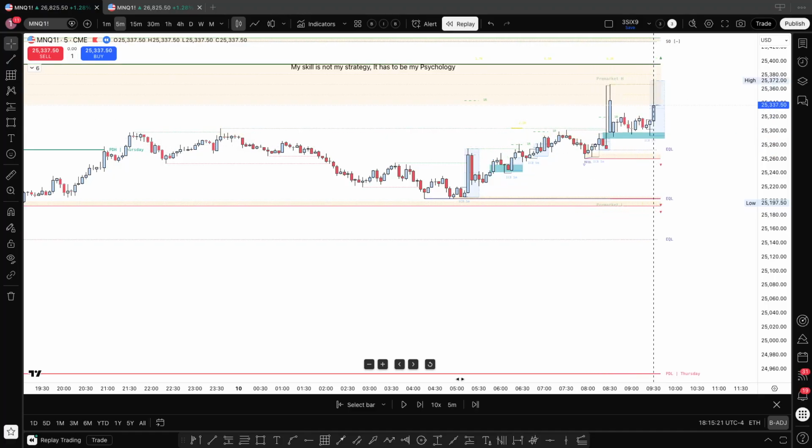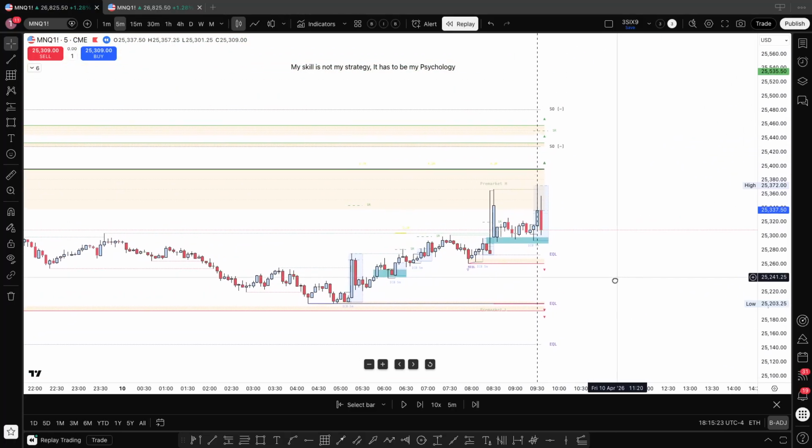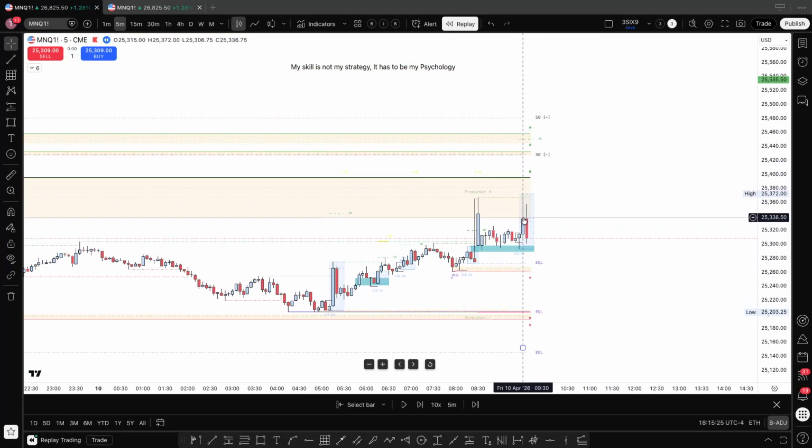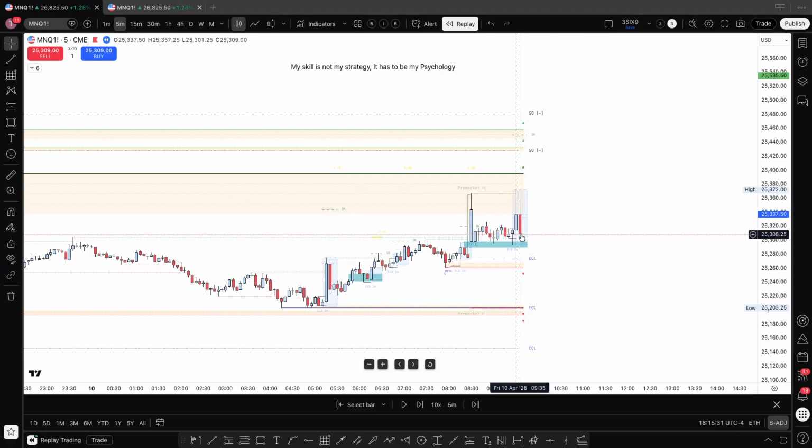Now on this day, I know my bias is long, and I'm just waiting for a good setup. But what has price done? Price has already taken this liquidity out here, and it's trying to reverse. This looks like a nice bearish candle, but it has not closed beneath this previous candle. So I'm just going to be watching.